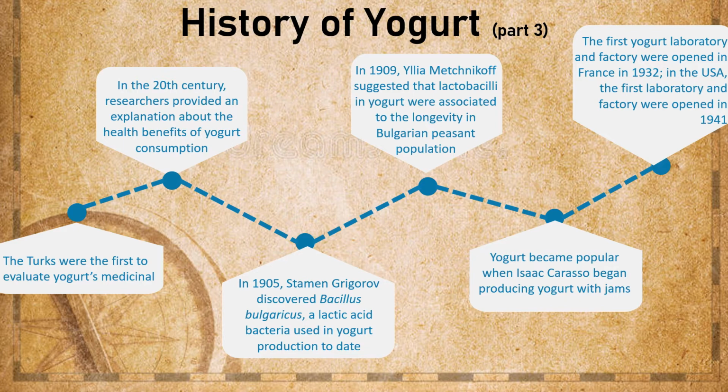researchers provided an explanation about the health benefits of yogurt consumption. In 1905, Stamen Grigorov discovered Bacillus bulgaricus, a lactic acid bacteria used in yogurt production today. In 1909, Ilya Mechnikov suggested that lactobacilli in yogurt were associated with the longevity of the Bulgarian peasant population. Yogurt became popular when Isaac Carasso began producing yogurt, and the first yogurt laboratory and factory were opened in France in 1932. In the USA, the first laboratory and factory were opened in 1941.